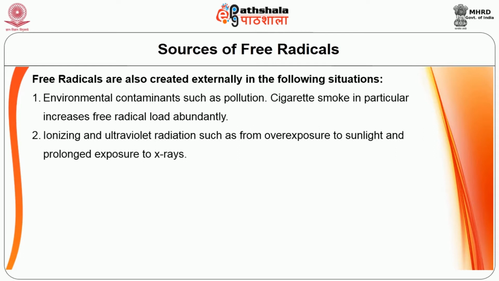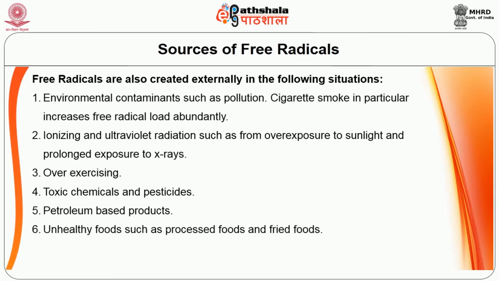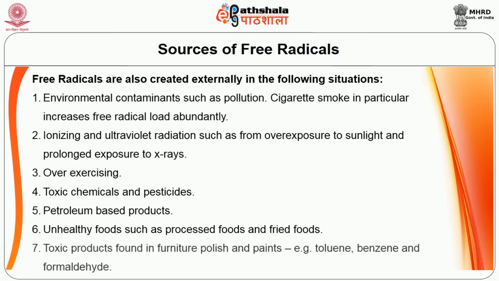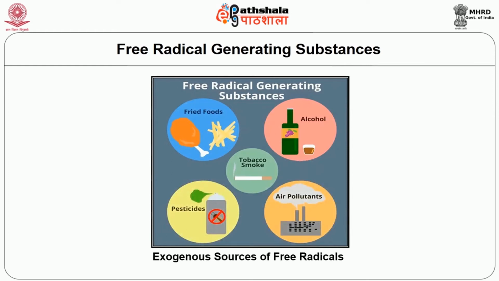The second one is ionizing and ultraviolet radiation, such as from overexposure to sunlight and prolonged exposure to X-rays. Third one is over-exercising. The fourth one is toxic chemicals and pesticides. Fifth one, petroleum-based products. Sixth one, unhealthy foods such as processed foods and fried foods. The seventh one is toxic products found in furniture polish and paints, for example toluene, benzene and formaldehyde. So these are all the free radical generating substances like fried foods, alcohol, tobacco smoke, pesticides and air pollutants. These are all exogenous sources.